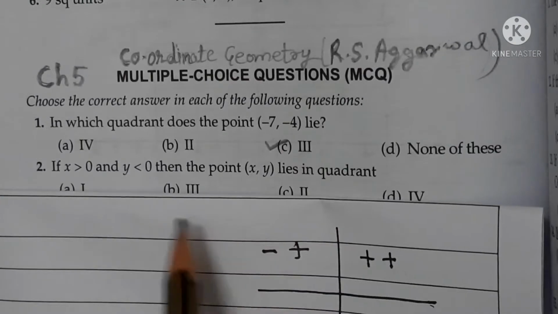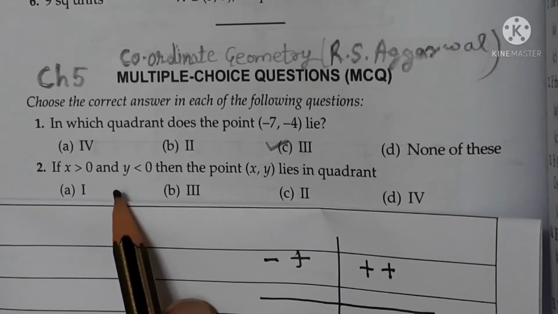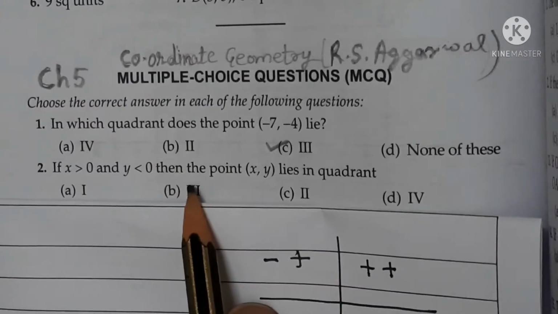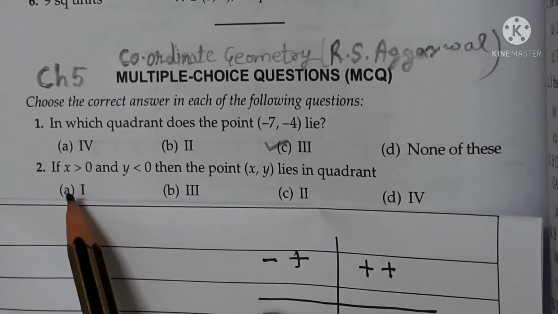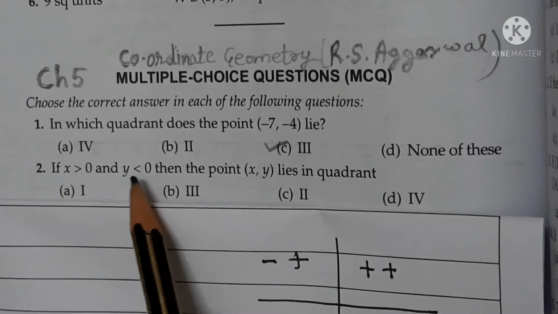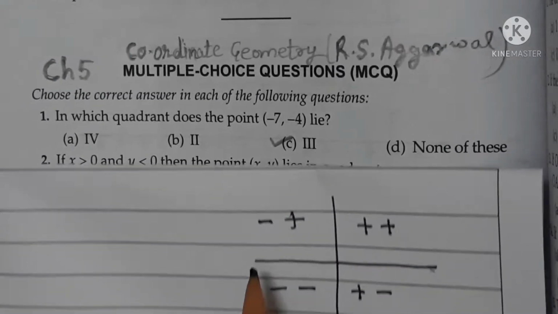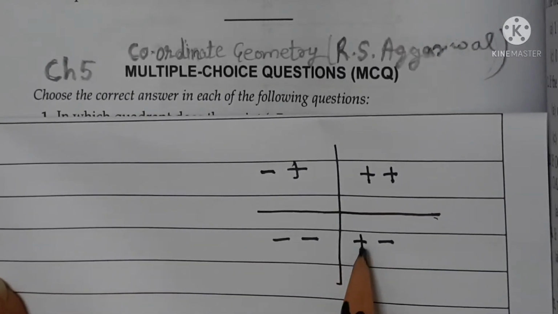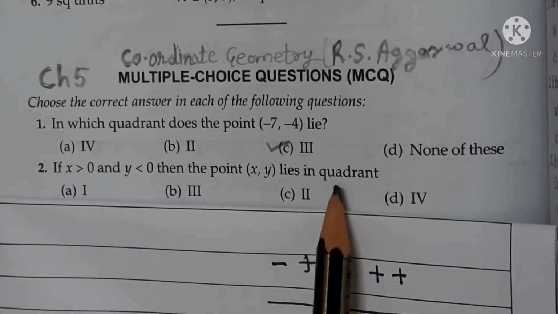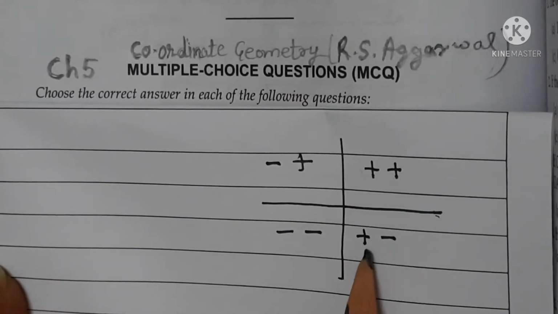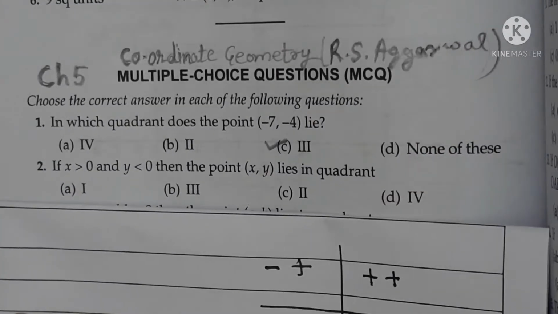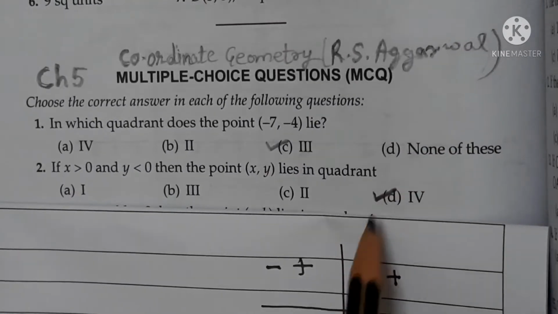Second, x is greater than 0 and y is less than 0, then the point (x, y) lies in which quadrant? x greater than 0 means x is positive, y less than 0 means y is negative. So x is positive and y is negative. The answer is the fourth quadrant. So mark option D.